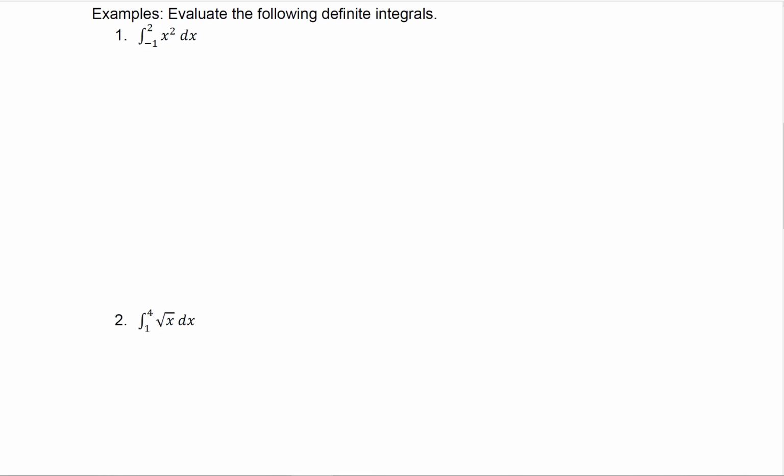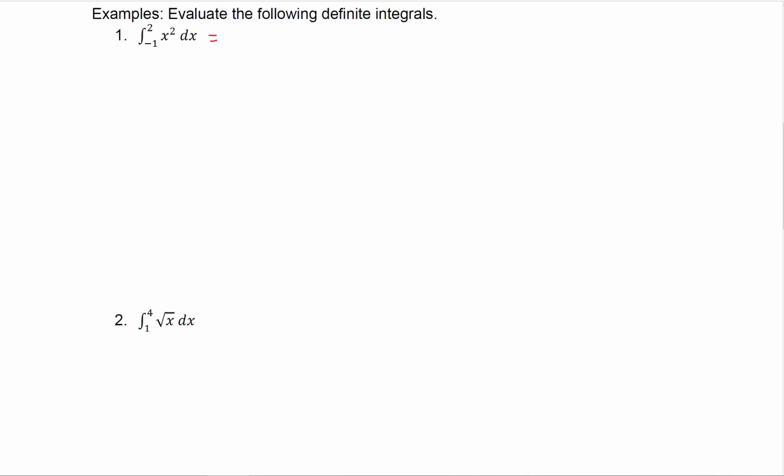Okay, let's practice some examples finding definite integrals now using the fundamental theorem of calculus. So for the first one, the integral from -1 to 2 of x squared dx. The first step is to pretend as though these limits of integration are not there. So you want to find the indefinite integral.